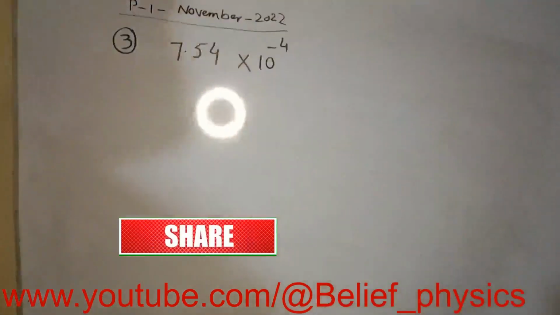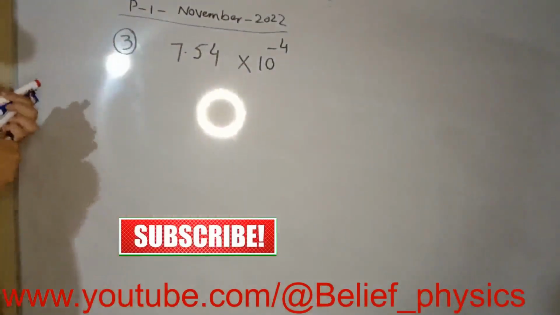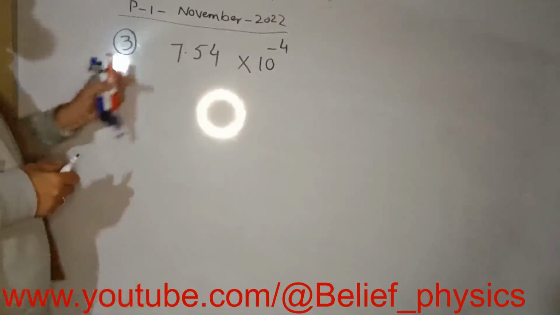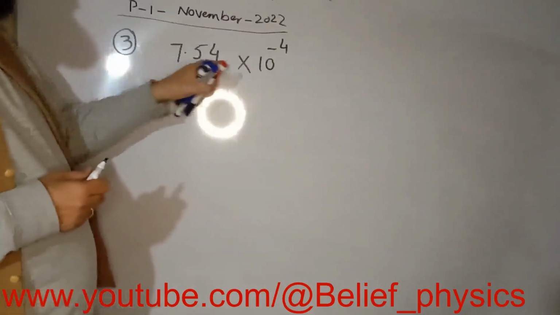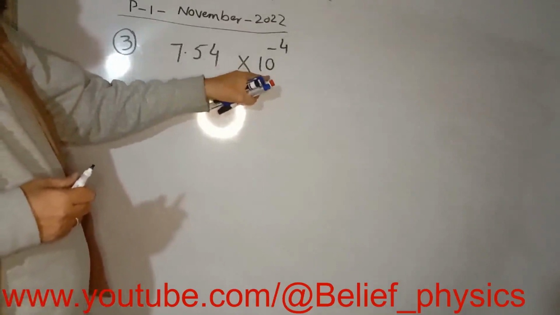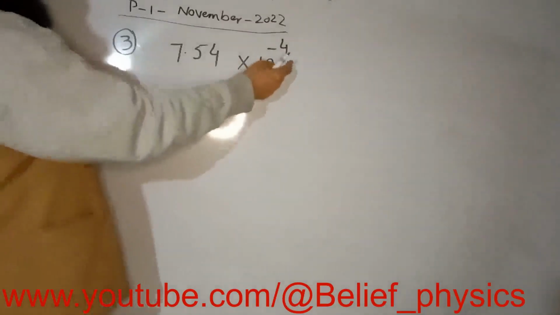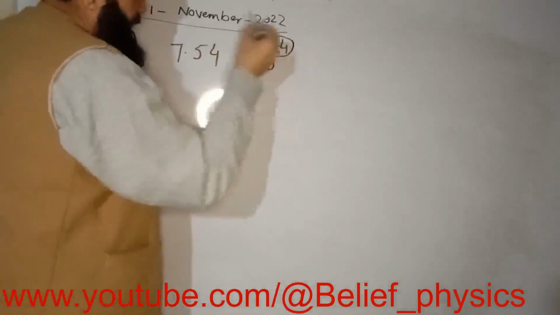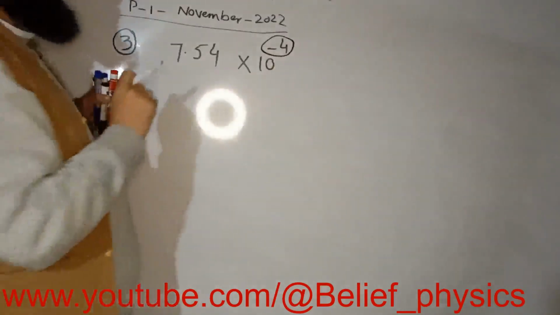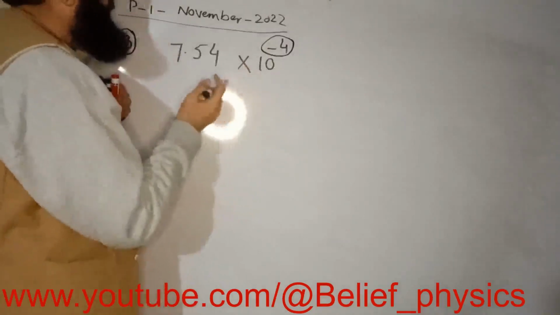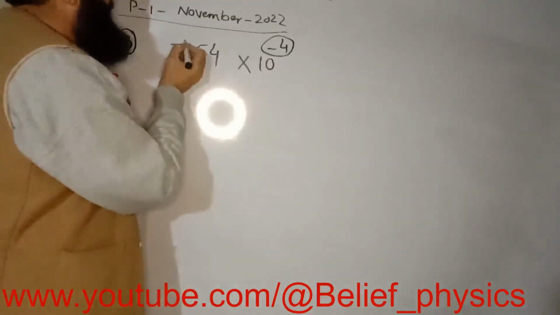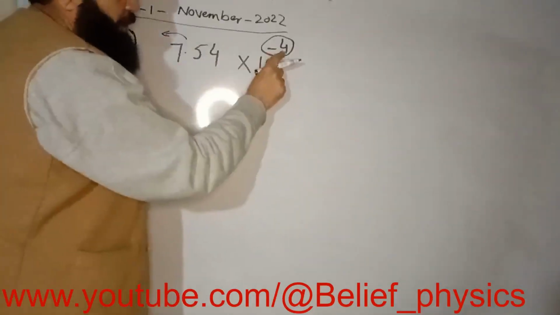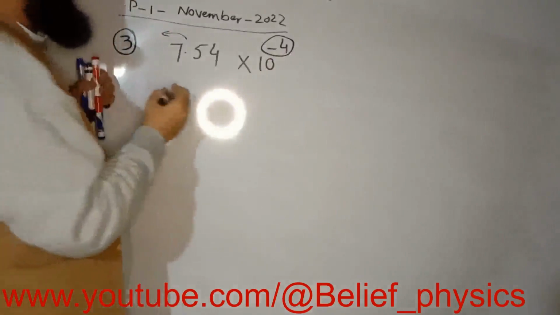Question number 3 is write 7.54 into 10 raised to the power minus 4 as an ordinary number. It is in scientific notation. We will write it as an ordinary number. We will remove this 10 power and write it. Now it is 10 power minus 4. If 10 power minus 4, then in order to remove it, we will move this decimal sign toward left. So it is 4, so it will move 4 digits towards the left.